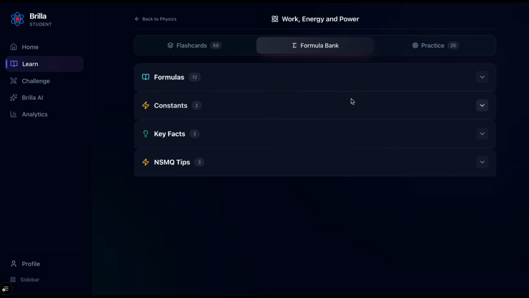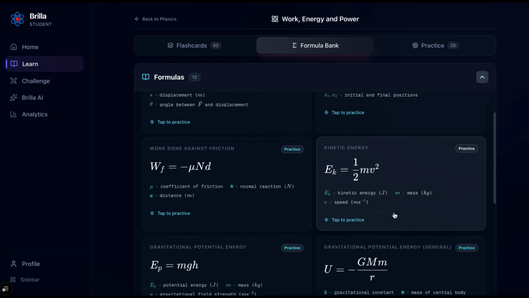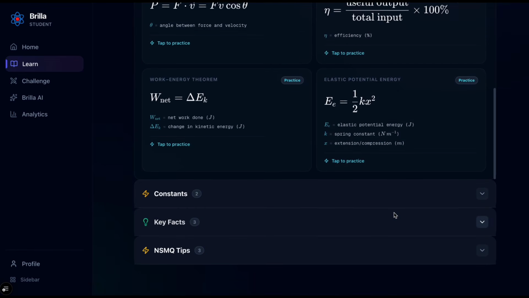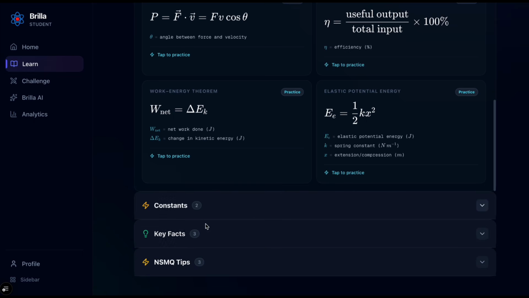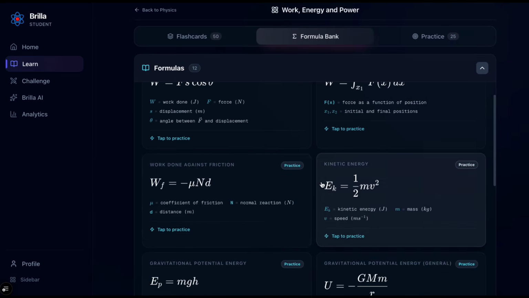Then you go to the formula bank, right? So the formula bank has all the formulas for a topic. Every topic has all the formulas that you need to know. So for work, energy, and power, these are the formulas you need to know. And it's a very comprehensive list. There are other sections as well, like some of the constants in that formula, key facts, and some NSMQ tips that are good to know. But let me focus on the formula section.